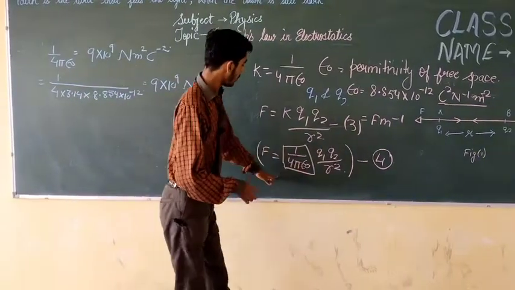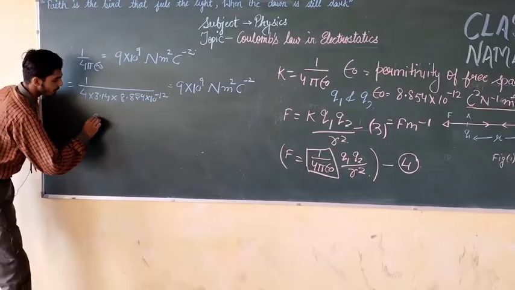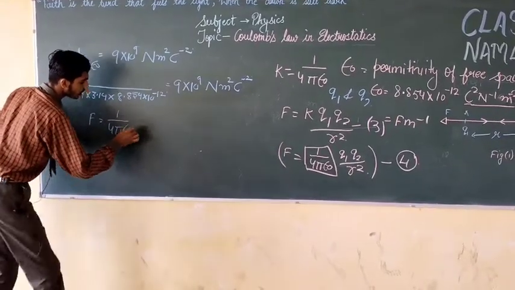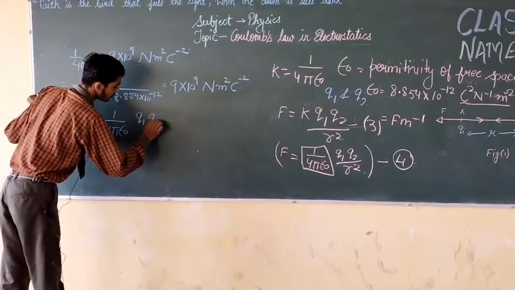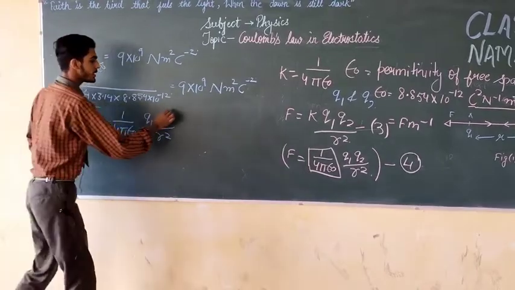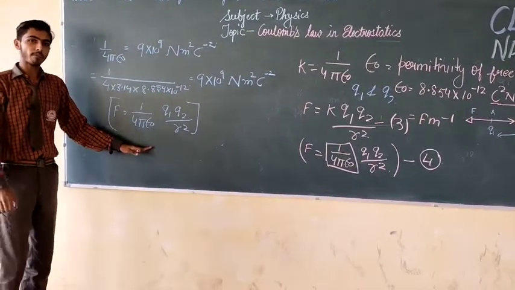Yes. Now our equation number four, F is equal to 1 upon 4 pi epsilon naught Q1 Q2 divided by r square, is our final result. It is Coulomb's law in electrostatics. Have you got this?